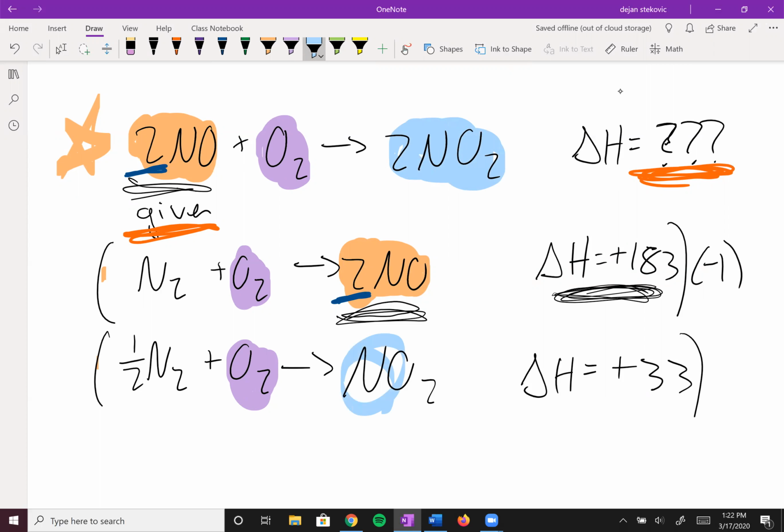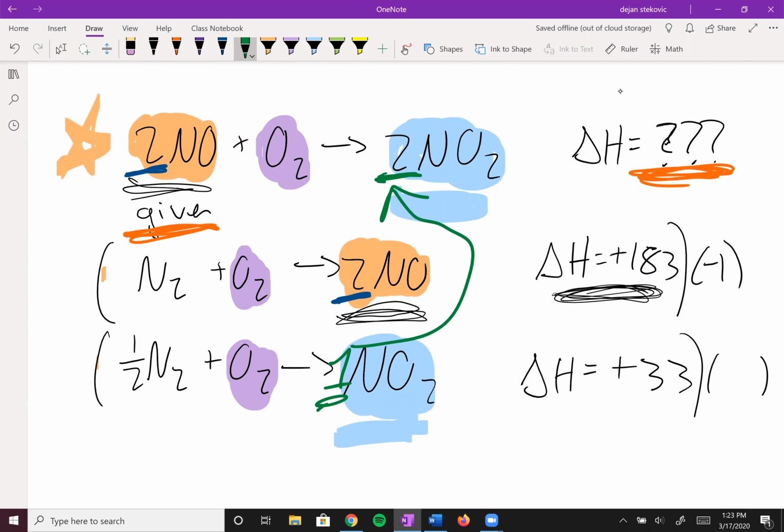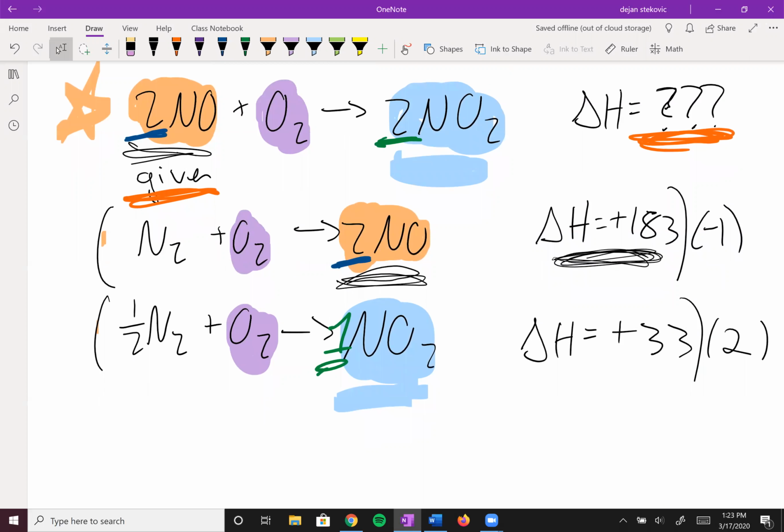2NO2. If you take a look at the equations, there's only one place where NO2 is found, and it's over here. It's a product up here, it's a product down here, so we don't have to do anything in terms of flipping the sign. So we're going to multiply by a positive number. But we do want to make this 1 down here into this 2 up here. So to do that, we multiply the equation by 2. And so let's see what happens when we do that to these things.